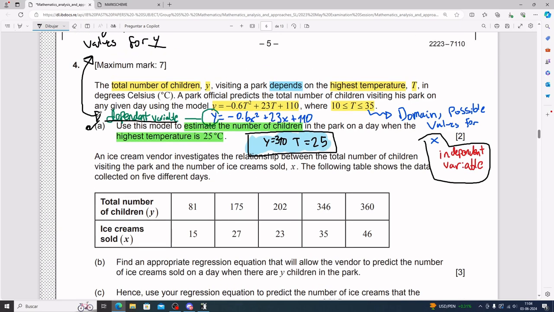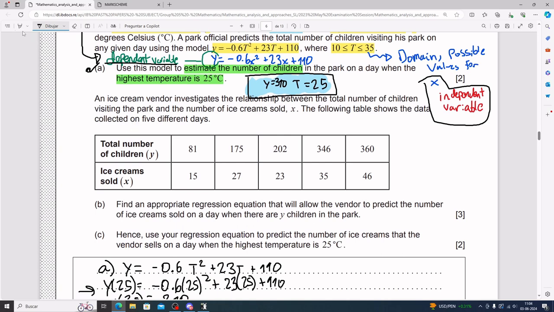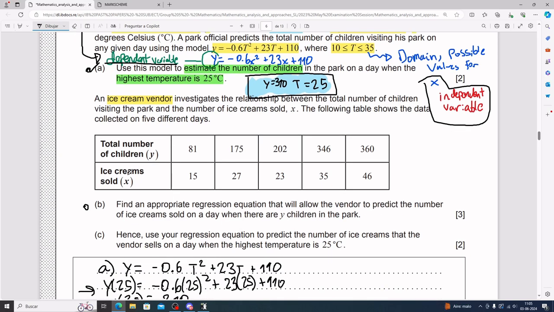And so here we go back to the idea of dependent and independent variable. In this context, what this ice cream vendor is doing, and this is very important, is that he wants to see how your Y changes when your X changes. He wants to see the relationship between the total number of children and the number of ice creams sold. So his priority is understanding how his Y changes. And so his dependent variable is Y, and his explicative variable, the independent variable, is X. That is for the ice cream vendor.